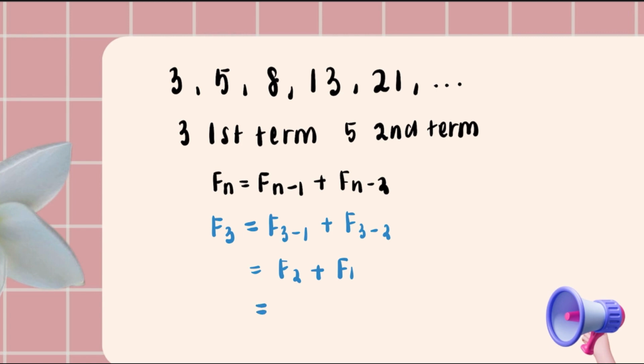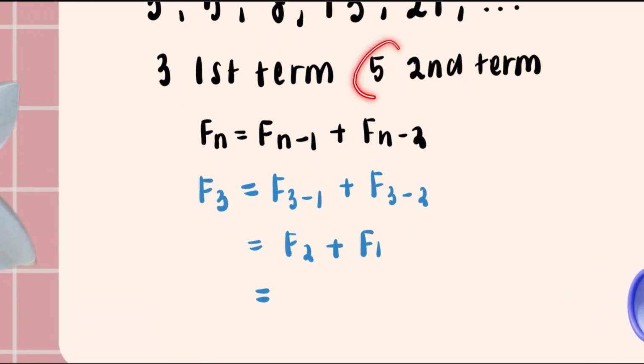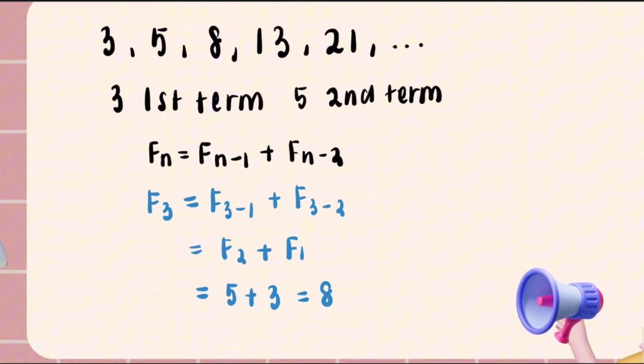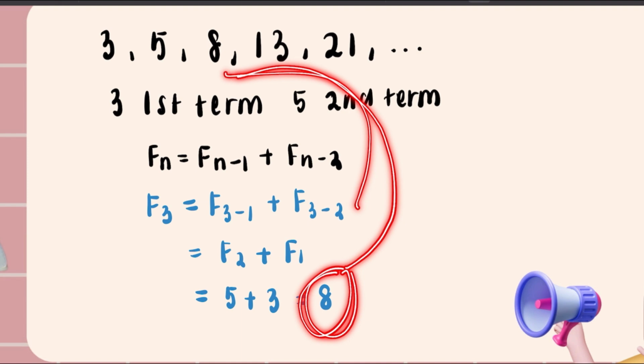So what is the second term? The second term is 5, while the first term is 3. So we're gonna replace it. F2 is 5, F1 is 3. It equals 8. Okay. So we can see the answer is the same as in the sequence.